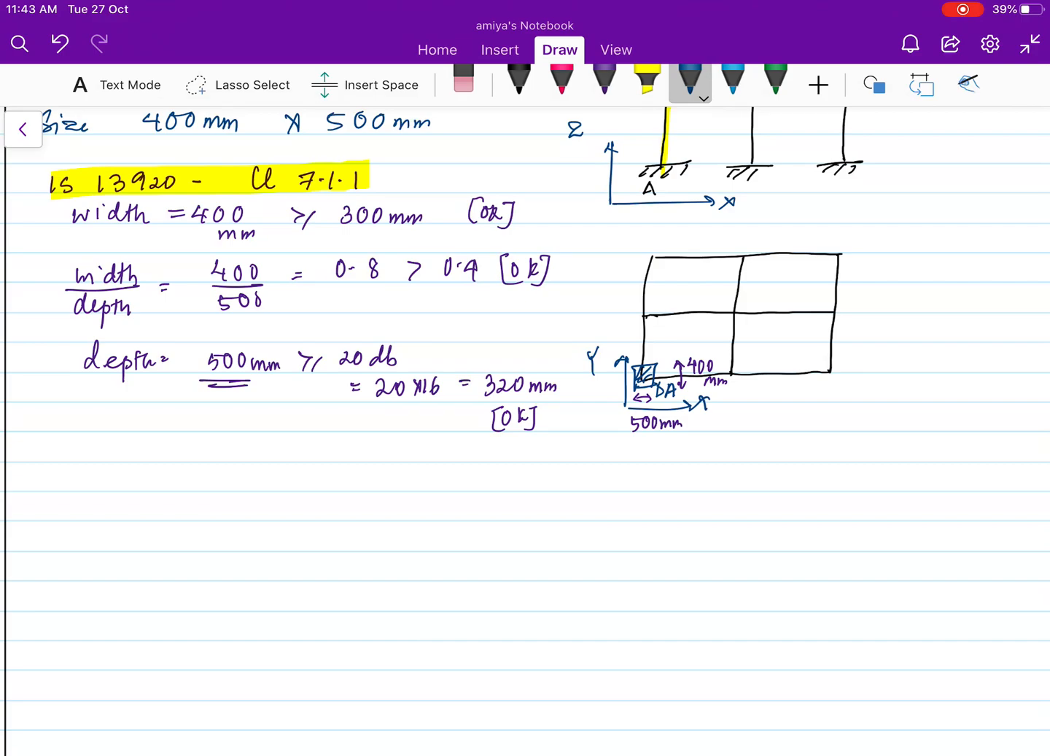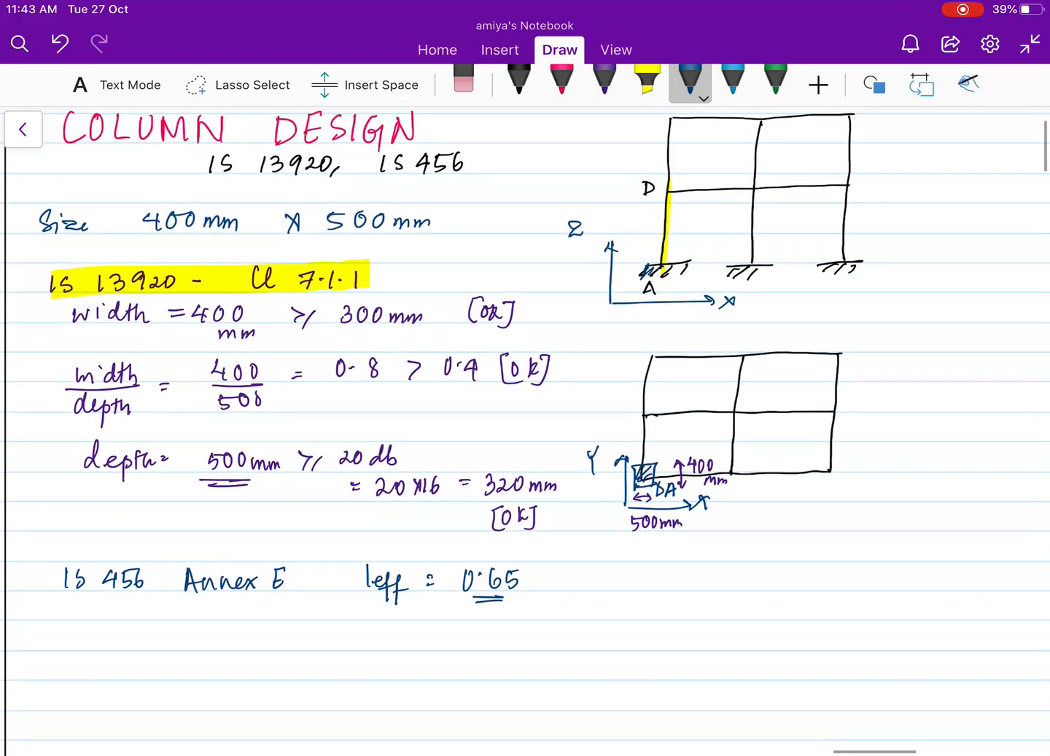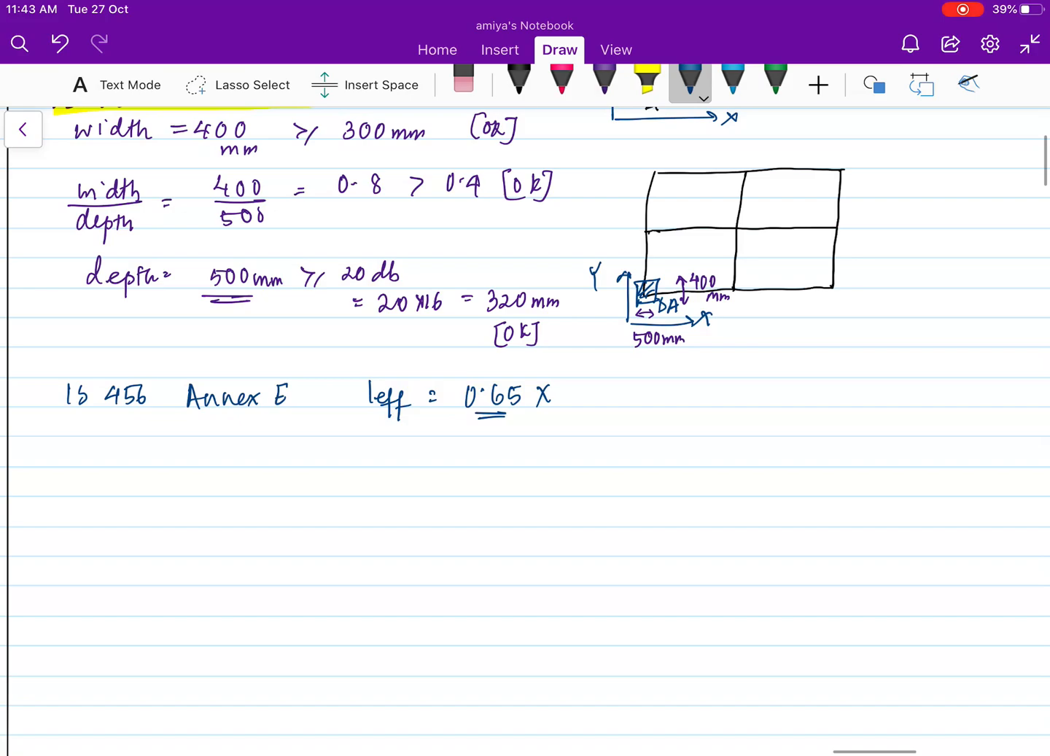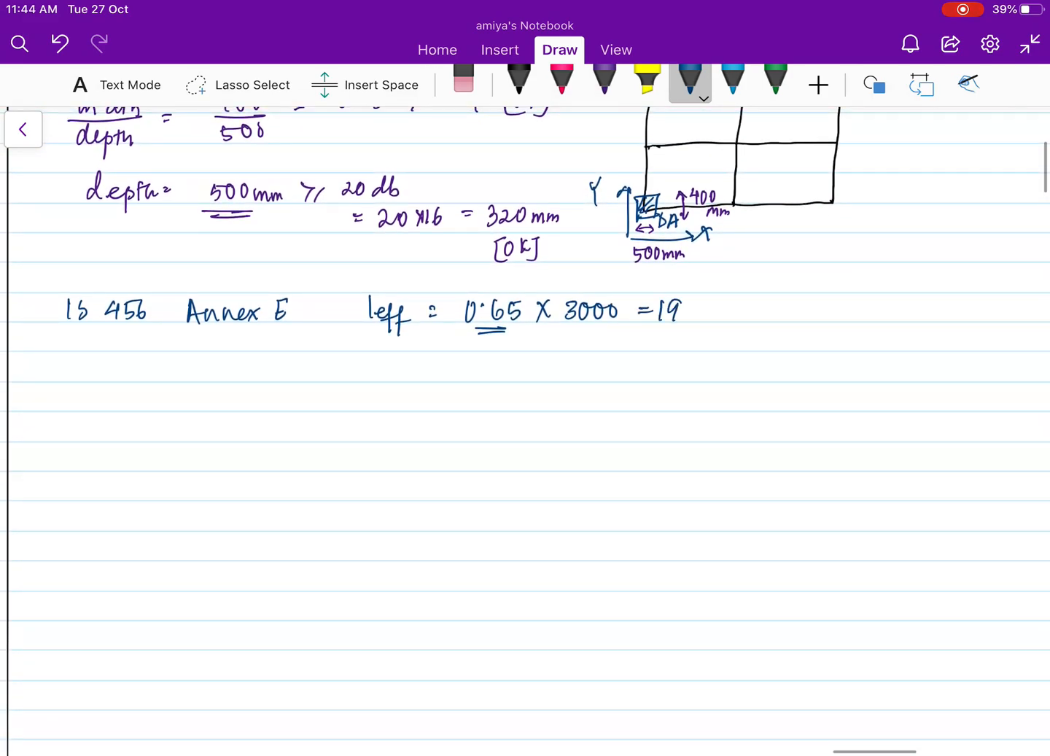Next, we are going to check whether our column is a short column or a slender column, because our design may change accordingly. If it is a slender column, then additional moments will come into the picture. As per IS 456 annexure E, the effective length factor will be 0.65, because the boundary condition of the DA column is fixed at the bottom and also fixed at the top. So I'm going to take the 0.65 factor into our column length of 3 meters, which is 1950 mm. The effective length divided by our minimum dimension of the column, 400 mm, is 4.875. This is less than 12, so it is a short column, and we are going to design this as a short column.